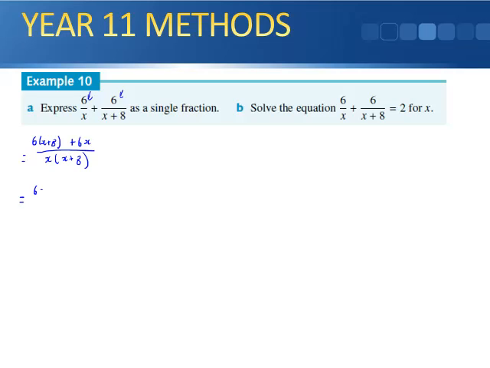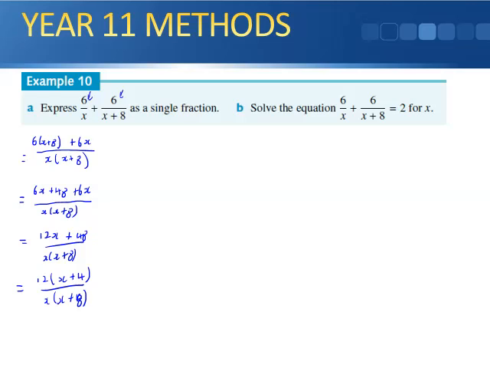When we expand, we get 6x, 6 8s are 48, plus another 6x, all divided by x plus 8, which means we have 12x plus 48 divided by x plus 8. You don't need to show all these steps. I need to factorise because I might be able to simplify there.